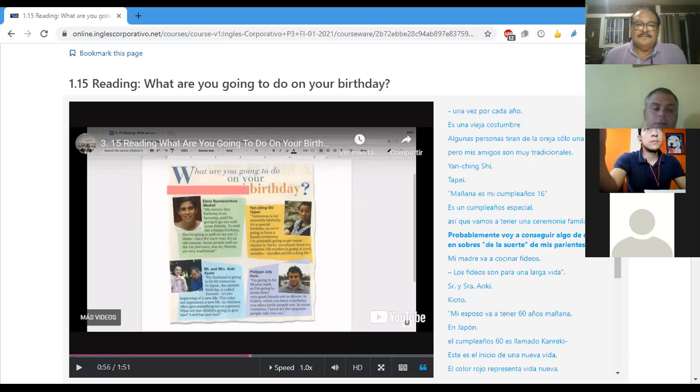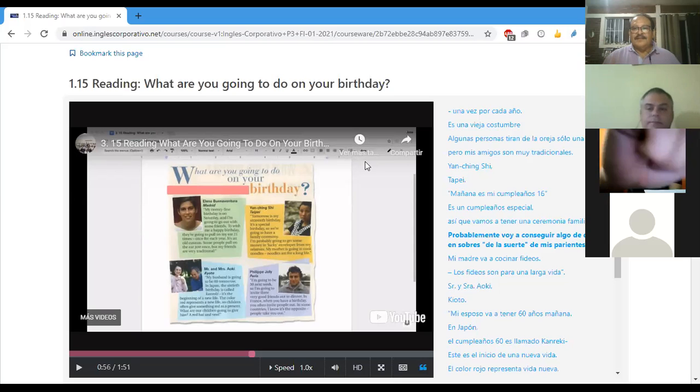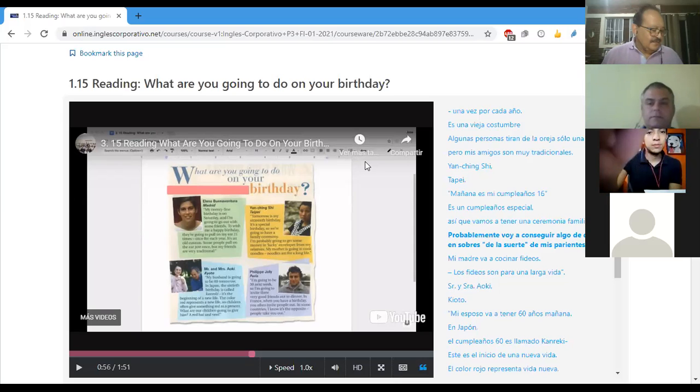La de Yang Shi de Taipei. Okay, de Taipei. The one about food, right? Money. And the money in the envelope. Yes, money. Yes, I like money. Yes, they call it lucky envelopes, los sobres de la suerte, right? Lucky envelopes. So they put money in the envelope as a present, as a gift. Okay.